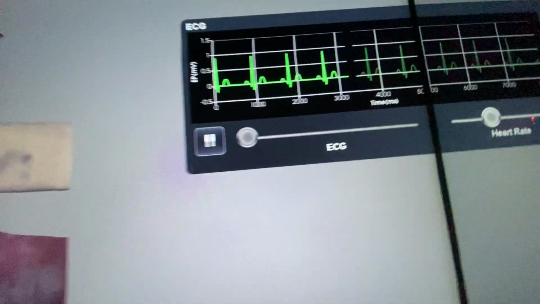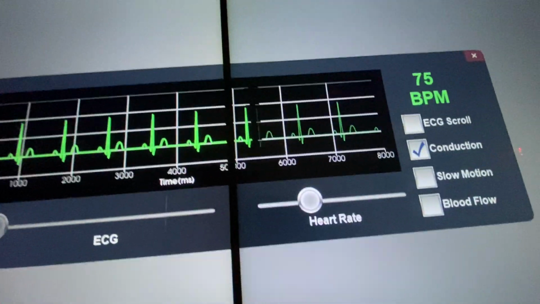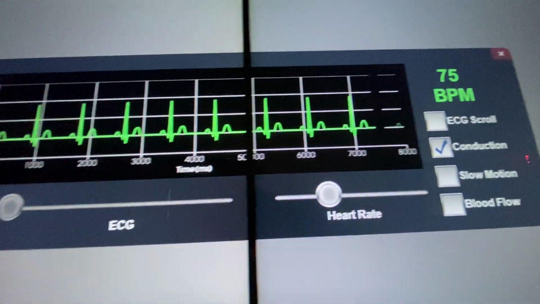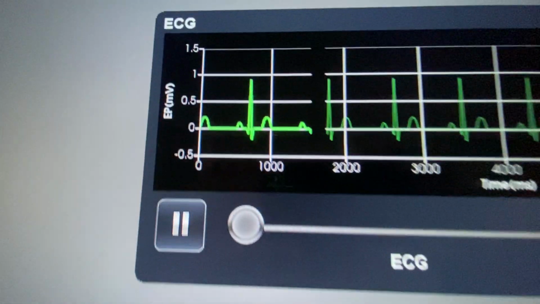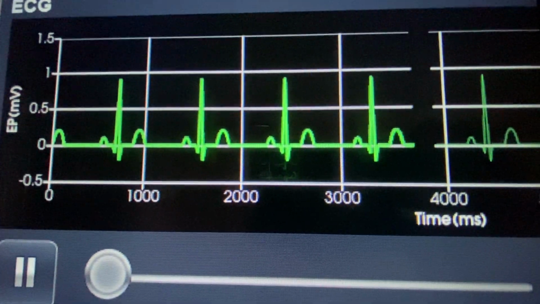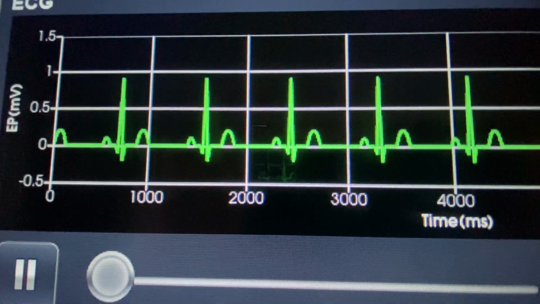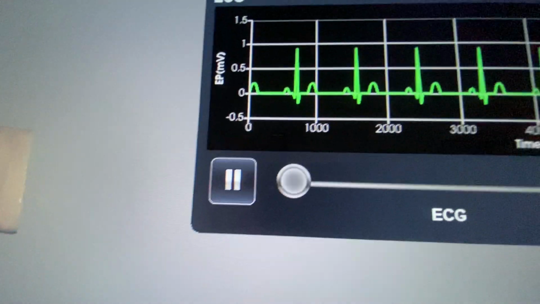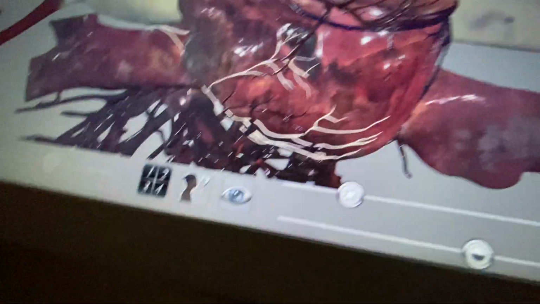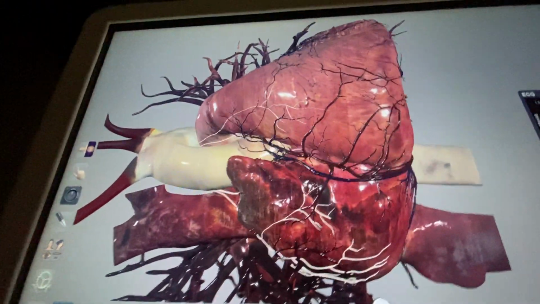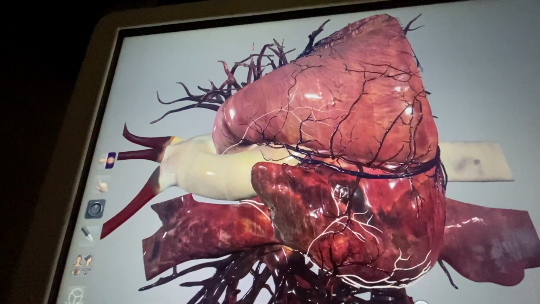First thing you will need to know, of course, is that normal heart rate is 60 to 100 beats per minute. You also need to know your waves, P wave, QRS complex, and T wave, and what they mean, and if you can identify them. Now, when we're looking at the heart, know your parts.